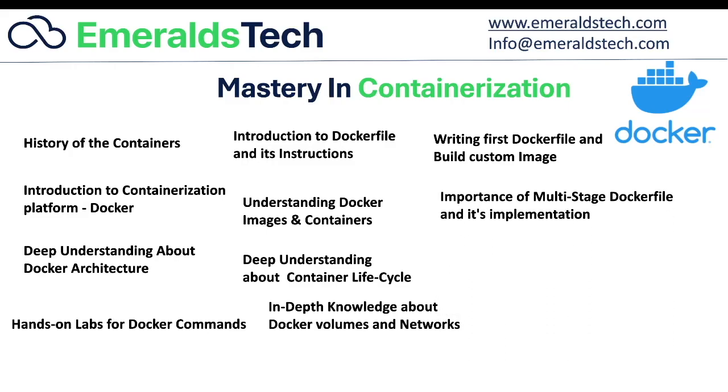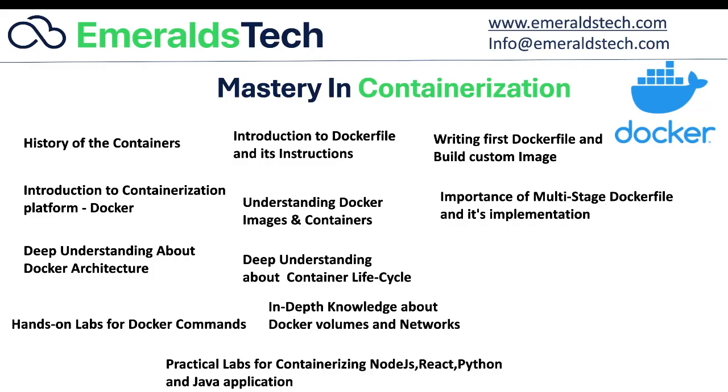And then we will understand the necessity of the multi-stage Dockerfile and its implementation. Why do we use that? What are the advantages over the single-stage Dockerfile? We will do practical labs for containerizing a React application, Node application, and Python and Java applications. Containerizing these applications from scratch, how you can create your own Dockerfile, and then how you will create the custom images and how you will bring up the containers.